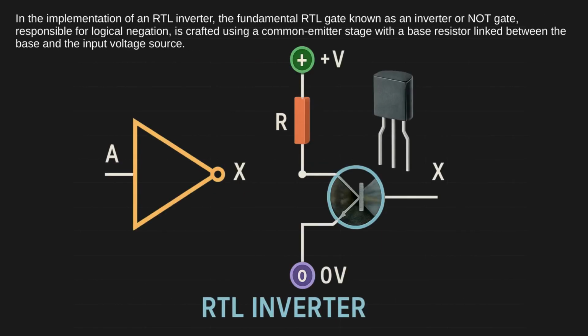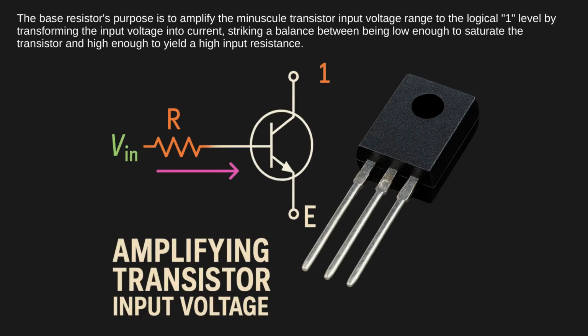In the implementation of an RTL inverter, the fundamental RTL gate known as an inverter, or NOT gate, responsible for logical negation, is crafted using a common emitter stage with a base resistor linked between the base and the input voltage source. The base resistor's purpose is to amplify the minuscule transistor input voltage range to the logical 1 level by transforming the input voltage into current, striking a balance between being low enough to saturate the transistor and high enough to yield a high input resistance.